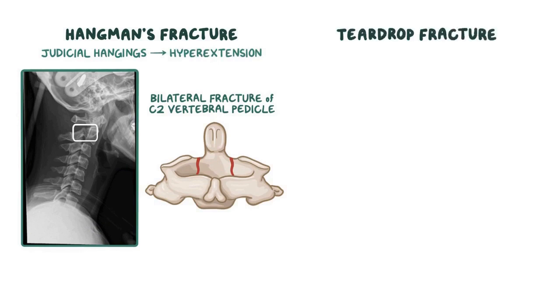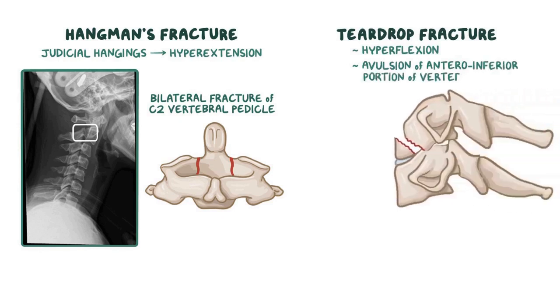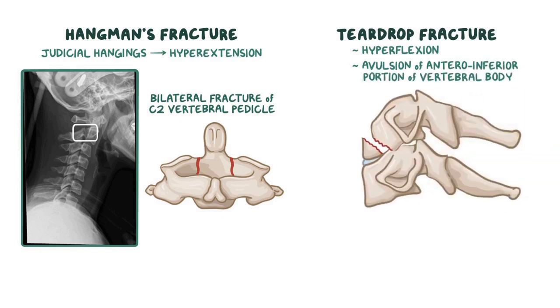Finally, a teardrop fracture usually results from hyperflexion, and is characterized by the avulsion of the anterior-inferior portion of the vertebral body, giving the avulsed fragment a triangular shape that looks like a teardrop, hence the name. This typically occurs in the mid-cervical levels around C4 to C6.